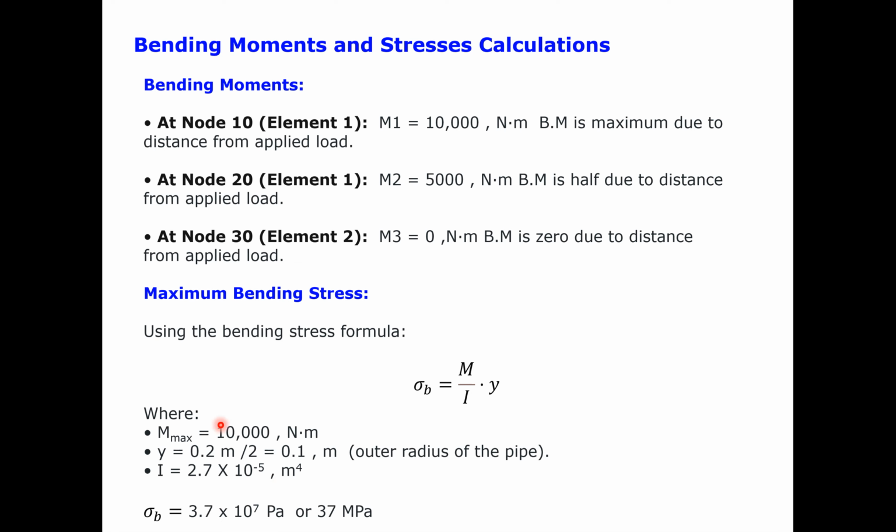So sigma b, after substituting the values in this formula, is equal to 3.7 into 10 to the raised power 7, or 37 megapascal. So what does it show? It shows the bending stress is 37 megapascal, which must be compared to the allowable stress for the pipe material. In our case it is steel, right? Carbon steel. If sigma b exceeds the allowable stresses, a design change such as an increase in pipe thickness or adding supports may be required. Third thing, the bending moment distribution confirms that node 10 experiences the highest stress and deformation.